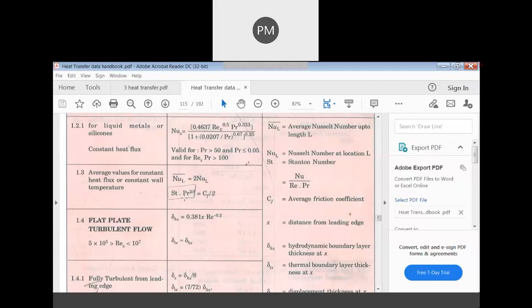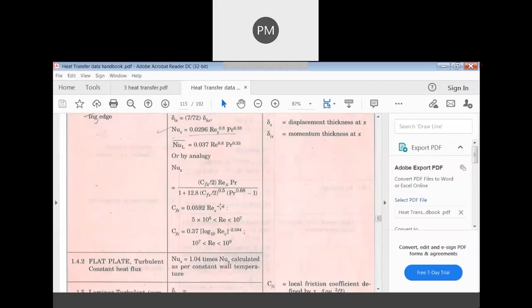This you should know. Stanton number equal to Cf by 2 is nothing but Reynolds analogy. If you include the Prandtl number, it becomes Colburn's analogy.